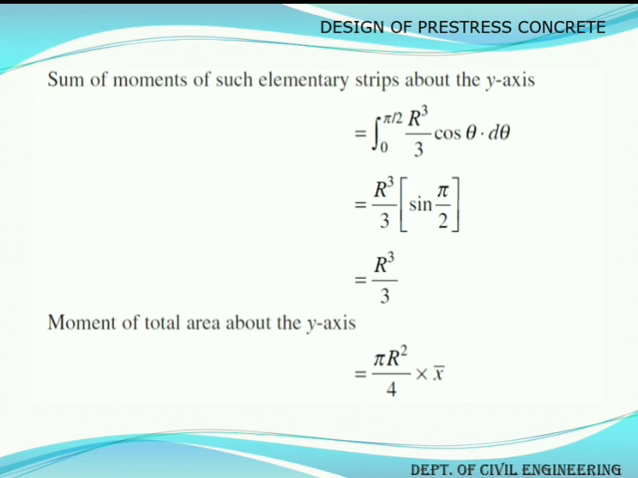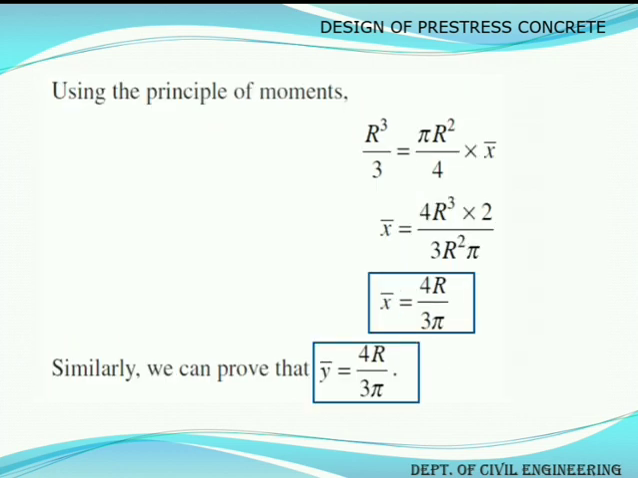Next, the moment of the total area: total area is pi r square by 4, into x bar, because we are locating the CG with respect to the vertical axis. Hence it is x bar. Therefore now we have to equate: r cube by 3 is equal to pi r square by 4 into x bar. Doing that, we get the answer as 4r by 3 pi. Similarly, we can prove that y bar is equal to 4r by 3 pi.